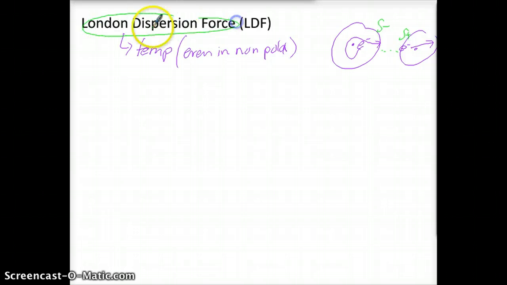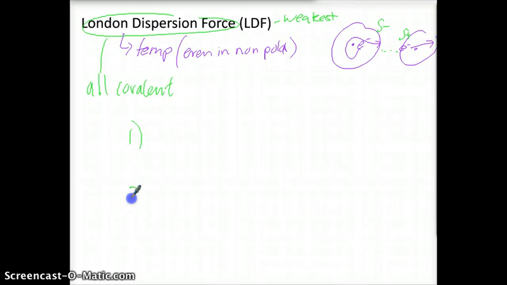So these form in all covalent molecules. If you need to identify the intermolecular forces, LDFs are in all molecules that are covalent. They are the weakest of the intermolecular forces that we've talked about. So it goes hydrogen bonds, strongest, dipole-dipole, then LDFs.